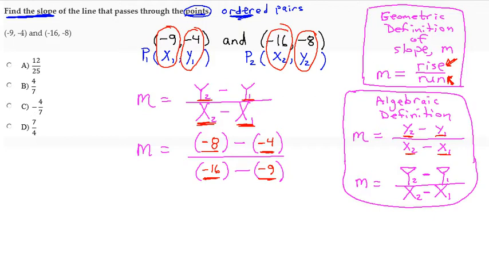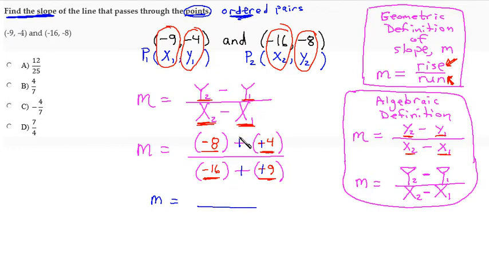Now what we do is carefully perform subtraction, and we can use the concept of additive inverse for these. Minus a negative is the same as plus a positive. We find the same thing happening in the denominator. Minus a negative is the same as plus a positive.